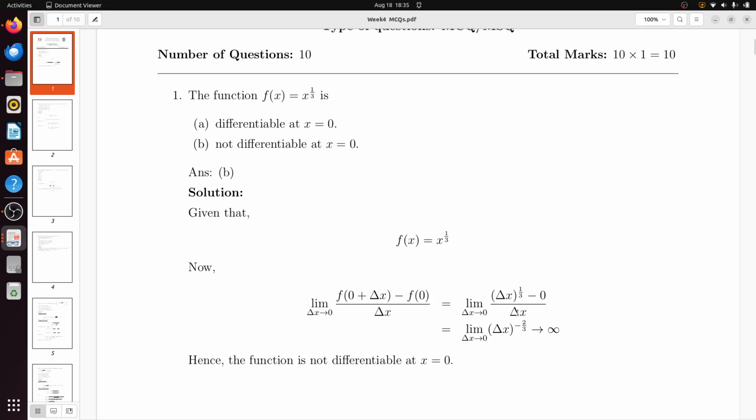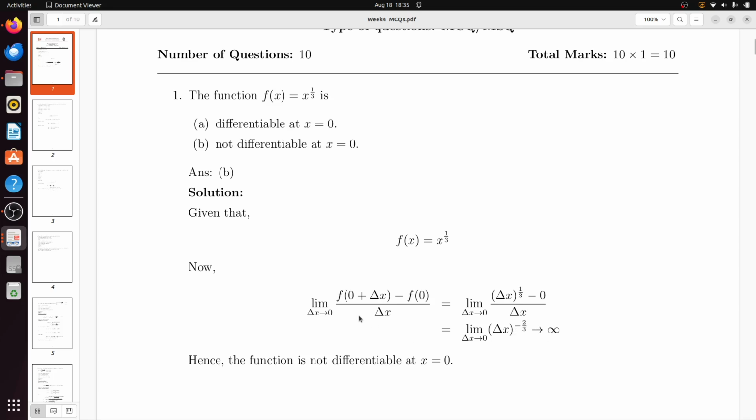So delta x, it means delta x to the power 1. Okay, since in the denominator you have delta x, that means delta x to the power 1. So delta x to the power 1 by 3 divided by delta x is actually delta x to the power minus 2 by 3. And as delta x tends to 0, this delta x to the power minus 2 by 3 actually approaches infinity.